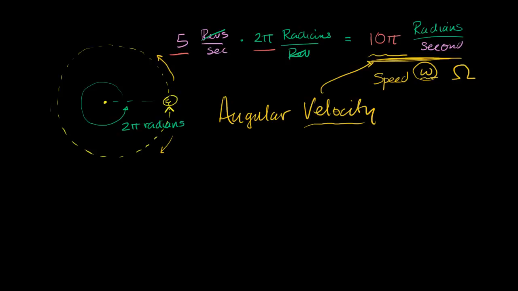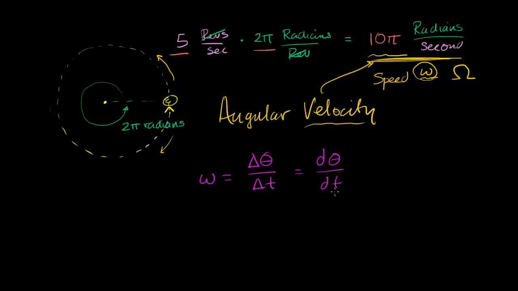You could say angular velocity is equal to change in angle over change in time. So for example, this is telling us 10 pi radians per second. Or if you wanted to do it in the calculus sense, instantaneous angular velocity, and don't worry about this if it doesn't make a ton of sense to you, it would be the derivative of your angle with respect to time, how the angle is changing with respect to time.